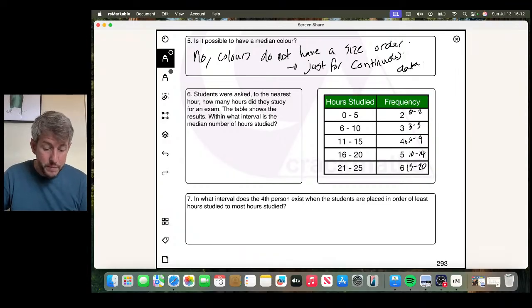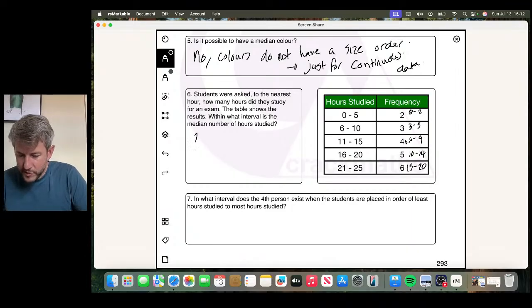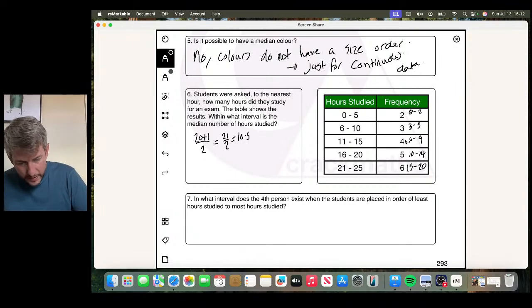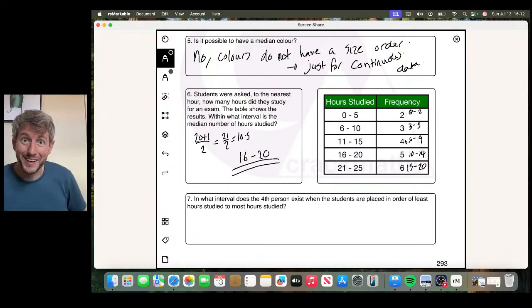To find the median person, you do the number of people, add 1, and divide it by 2. And that will give you the median position. So 21 divided by 2 equals 10.5. So we're looking for the 10.5th person. They are going to be in this interval here. So they studied for 16 to 20 hours. Okay, I'll be back in a second.